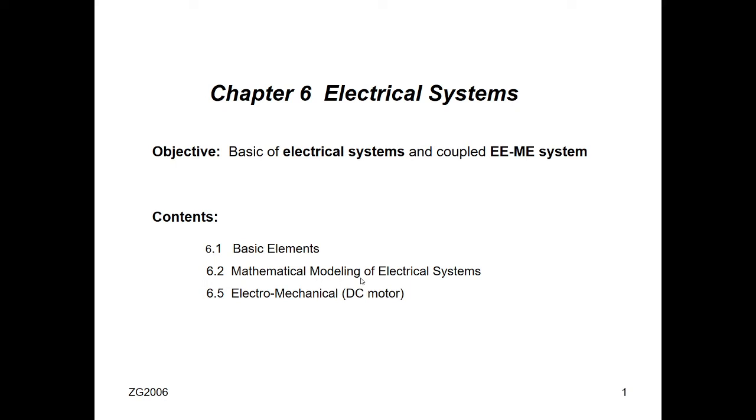And then how to model them, which is the equation of motion or the mathematical model of any electrical system, how to derive that. This is what we're going to talk about next, inshallah. Also, we will talk about electromechanical systems, like the DC motor example. We're going to talk about that at the end of the chapter, inshallah.